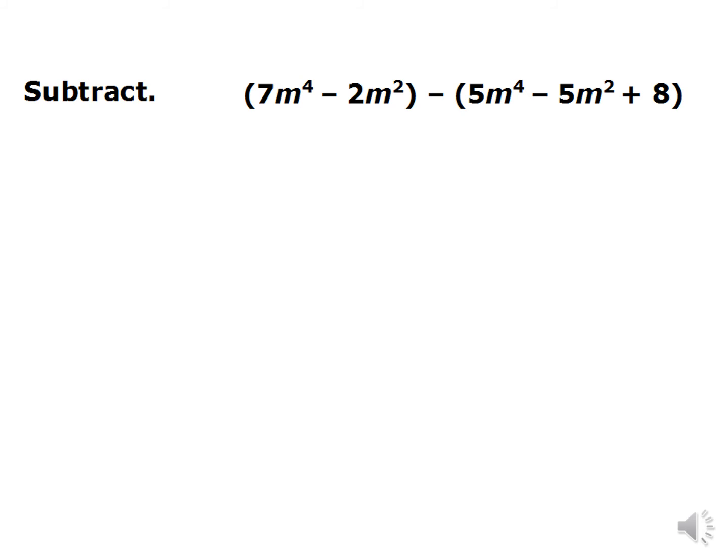Okay, so if I was going to subtract this, instead of doing this one horizontally, because you have to distribute first, what I would do is I would distribute, then I would put my like terms underneath the correct ones. So this would be negative 5m to the fourth. This is going to be positive 5m squared, because a negative times a negative, and then negative 8.